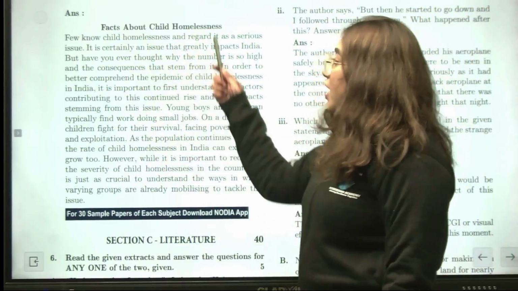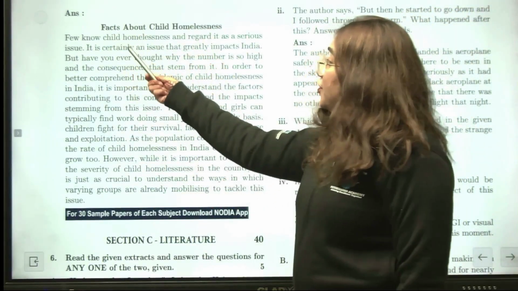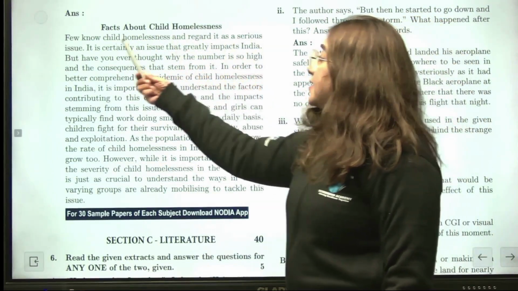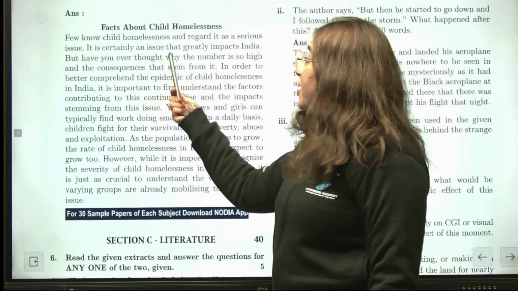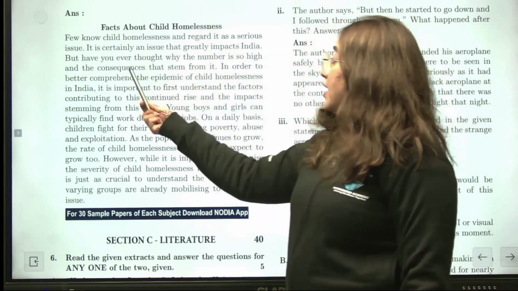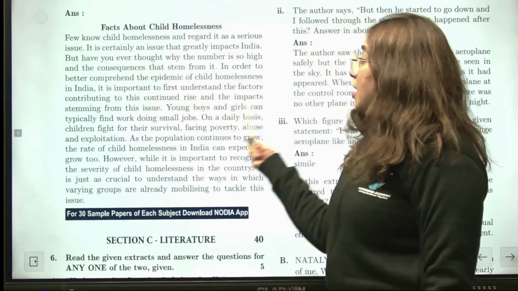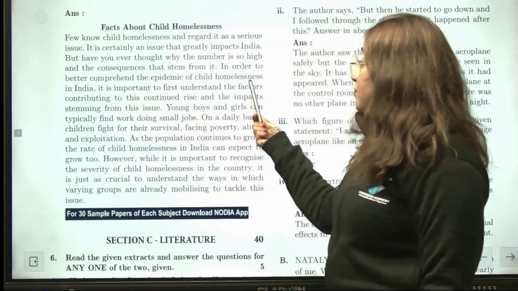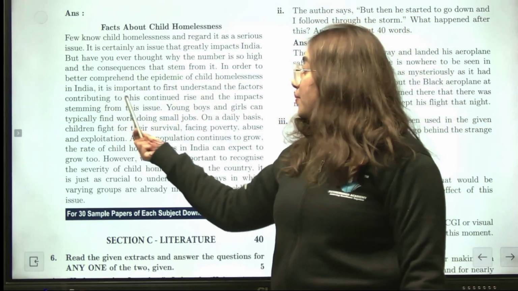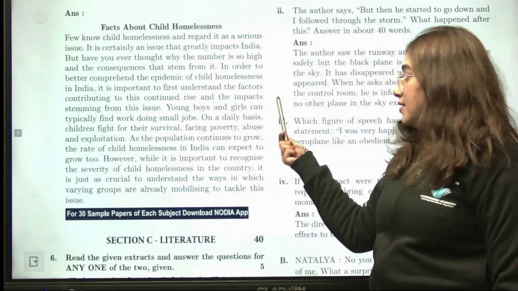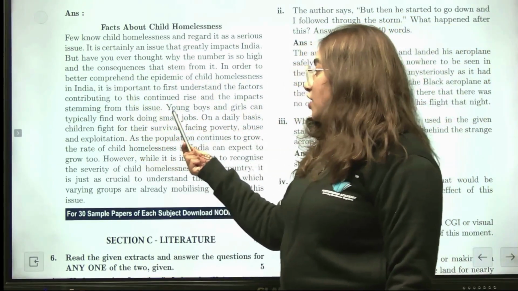So facts about child homelessness. Few know of child homelessness and regard it as a serious issue. It is certainly an issue that greatly impacts India, but have you ever thought why the number is so high and the consequences that stem from it? In order to better comprehend the epidemic of child homelessness in India, it is important to first understand the factors contributing to this continued rise and the impacts stemming from this issue.